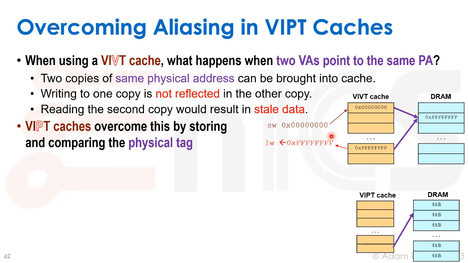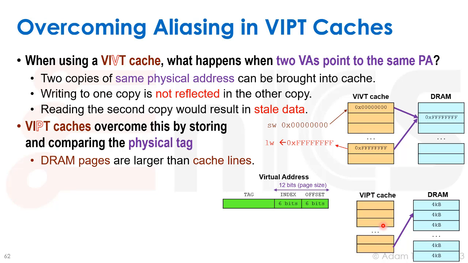It does it by storing and comparing the physical tag, not the virtual tag. So inside our cache over here, we're going to have the physical tag and not the virtual tag. So how does this work? Well, basically it knows that we have larger DRAM pages than we have cache lines. So in our typical example we've been running with, we have 12 bits for the page size offset, but we only have 6 bits for the cache line offset. And therefore, there are another 6 bits that do not overlap between the page size offset and the cache line offset. So therefore, our tag over here has an extra 6 bits that it doesn't need to translate.